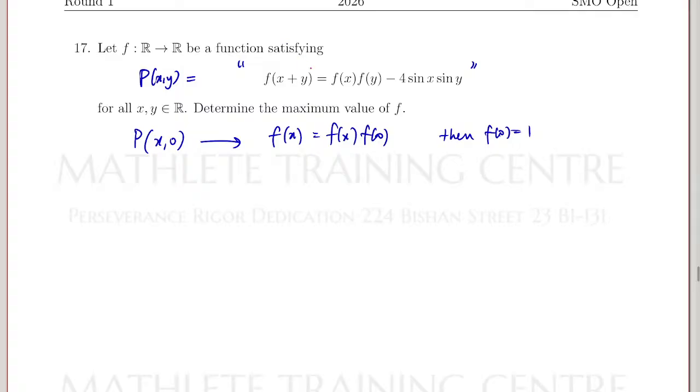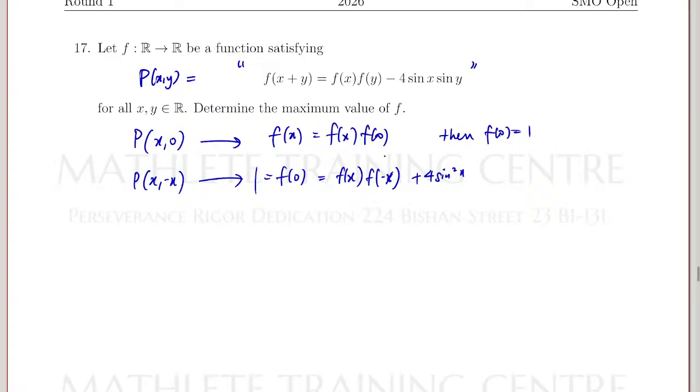So one thing you can try to do is that maybe you create 0 here. So you can set P(x, negative x). Here we replace all instances of y by negative x. So I have f(0) equals f(x) f(negative x), minus, actually it's plus 4 sine squared of x, because sine of negative x is the same as negative of sine of x. And this is 1. Now this actually will become very important later on. You'll see why.